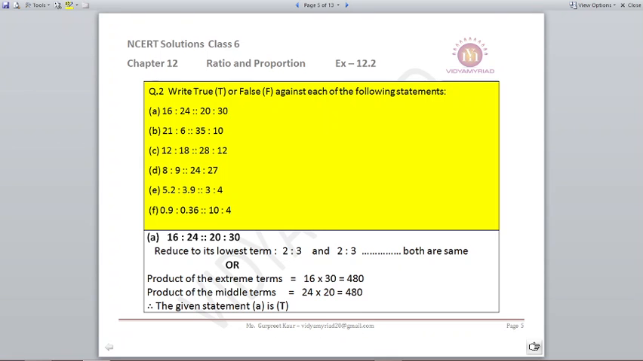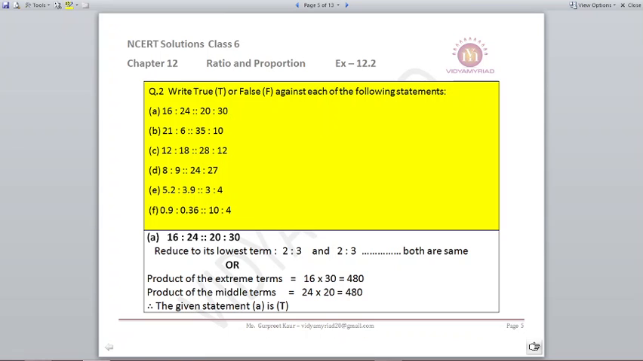Question number 2. Write true or false against each of the following statements. Now we need to see whether the ratios provided to us are in proportion or not. Now there are two ways of doing it. First, as I told you in the previous question, we have found the ratio, we have converted it into lowest terms and seen whether both are equal or not.